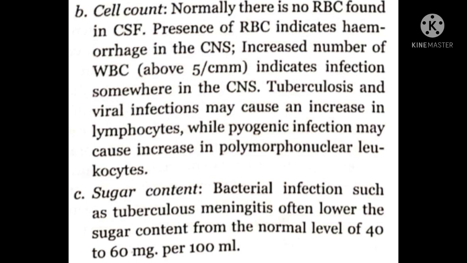Increased number of WBC, above 5 per cmm, indicates infection somewhere in the CNS. Tuberculosis and viral infections may cause an increase in lymphocytes, while pyogenic infection may cause increase in polymorphonuclear leukocytes. C. Sugar content. Bacterial infections such as tuberculous meningitis often lower the sugar content from the normal level of 40 to 60 milligrams.